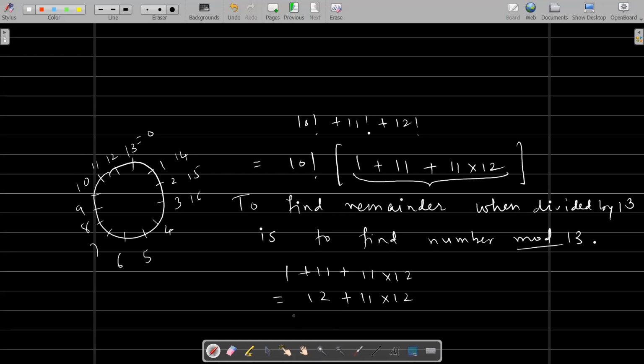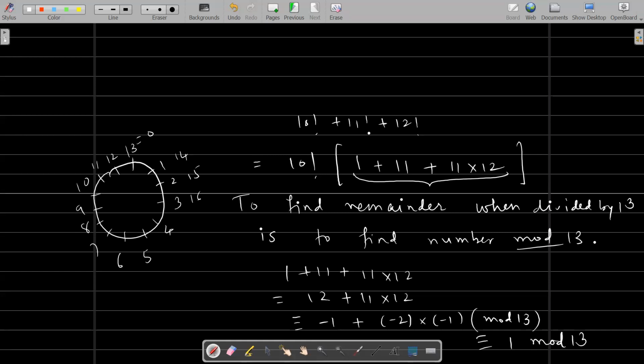In fact, the idea of congruence is don't work with large products. As far as possible, try to work with smaller numbers. So 12 is like -1 when I work modulo 13. 11 is like -2, and -2 into -1 is 2. So it is 1 plus, that is, -1 plus 2, which is 1. Everyone agrees with this? So this number is 1 mod 13. All of you agree?